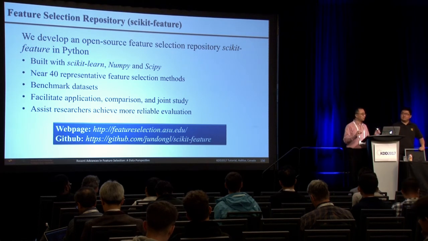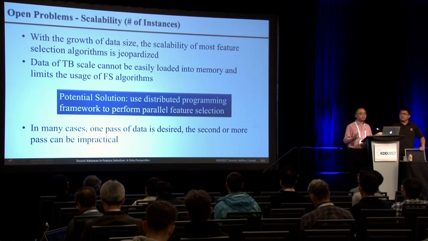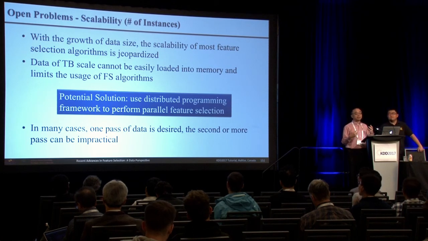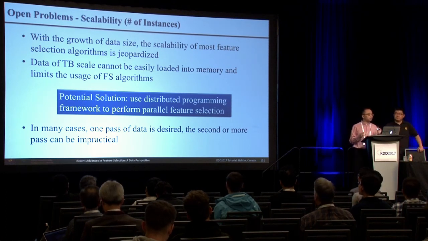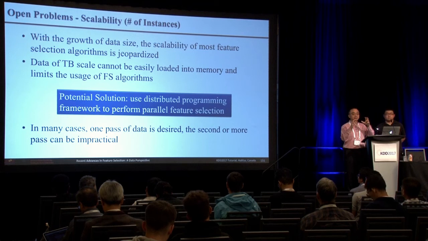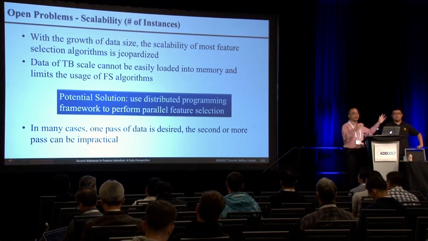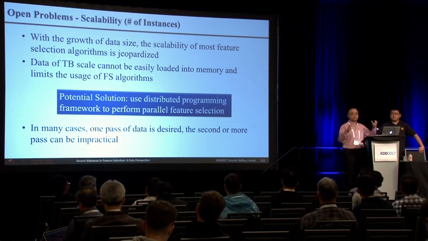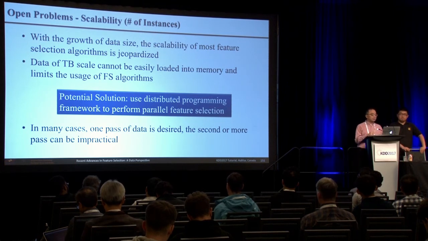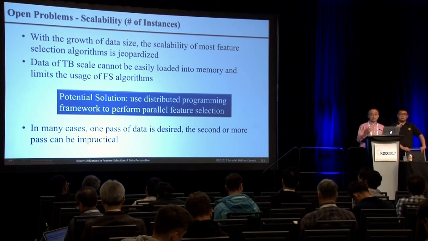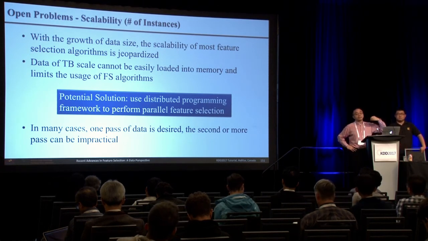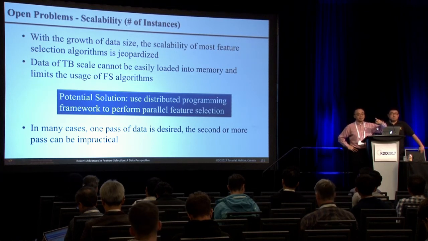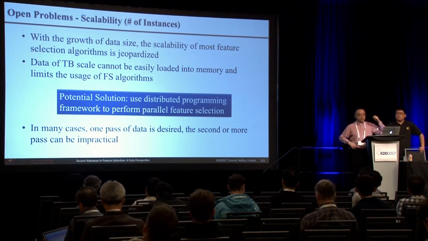The very first open problem is scalability. The data size grows faster and faster, and Jundong already mentioned streaming feature selection, but there are many new cases you still need to focus on. This is a very practical problem when you face real world data mining.